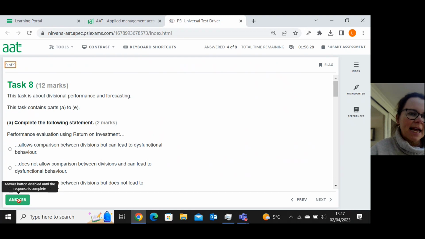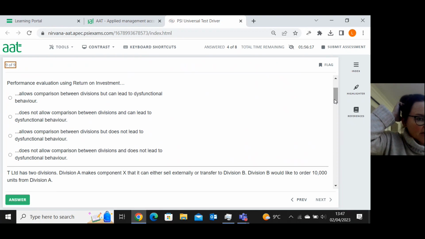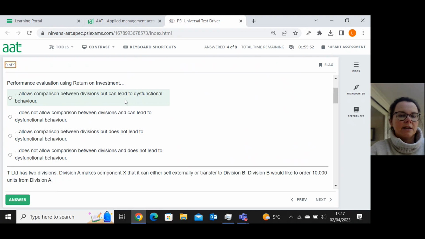And then finally, task 8, 12 marks. So this is where you have your statistical technique tasks. So performance evaluation using return on investment. So return on investment, how much profit is generated relative to either the average or the total investment. It's one of our must-know formulas for this exam. So it does allow comparison, yes, but can lead to dysfunctional behaviour.